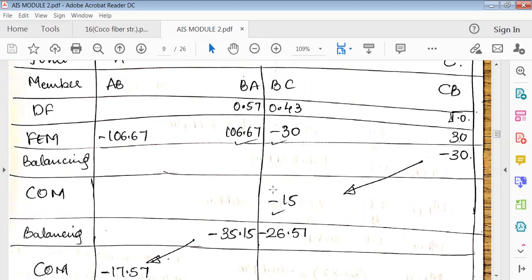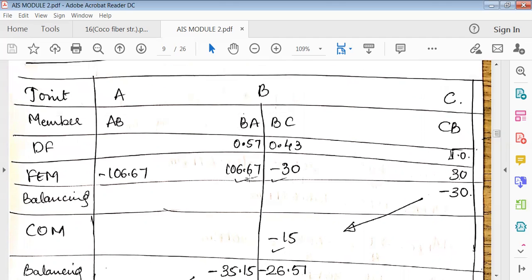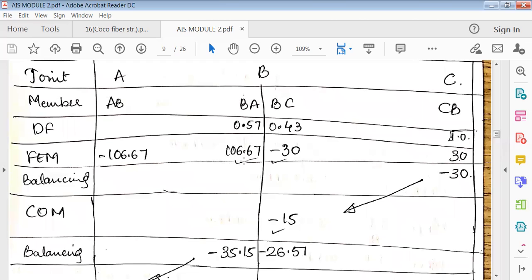Now the next step is you have to carry out all the moments. You have to consider all the moments at B. Okay, so all the moments at joint B is say 106.67 minus 30 minus 15. You have to take 1, 2, and 3. I've put tick marks here. So you have to consider 1, 2, and 3. Now is the actual iterations and balancing and carryovers you have to start.